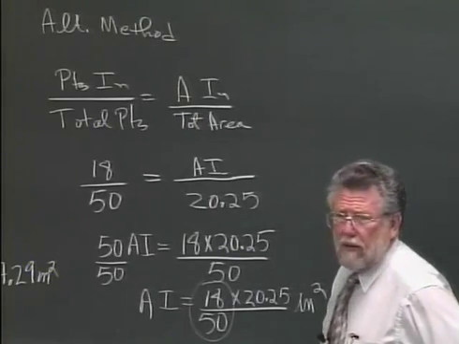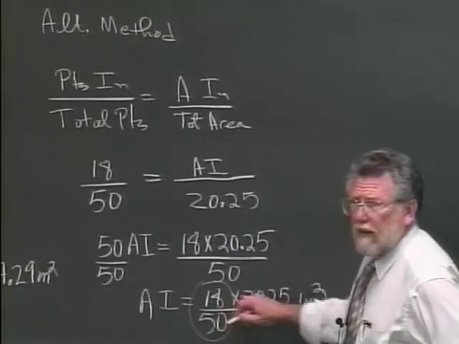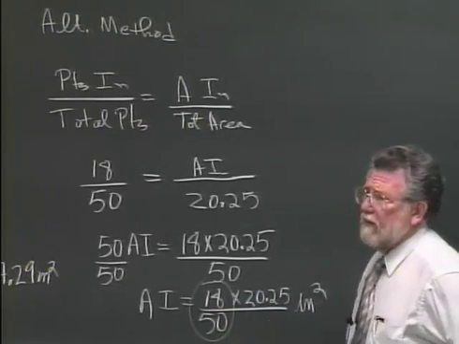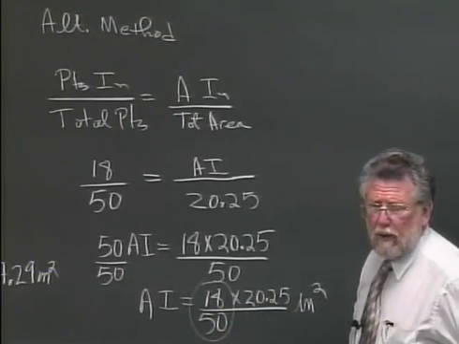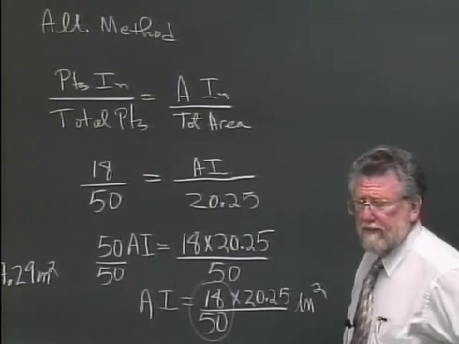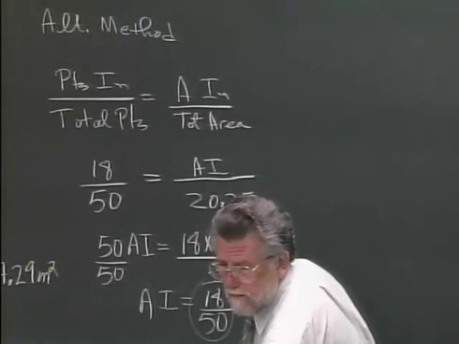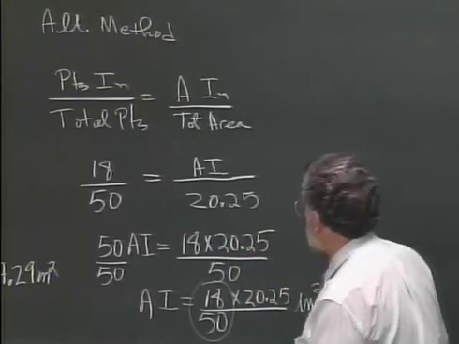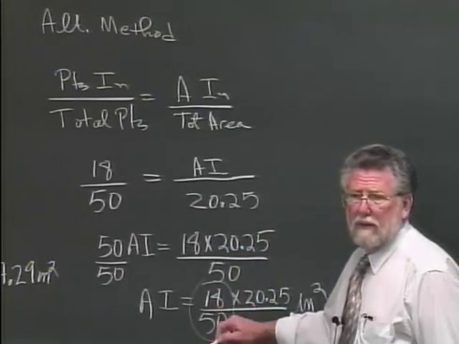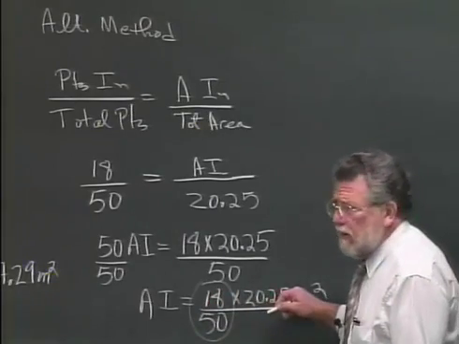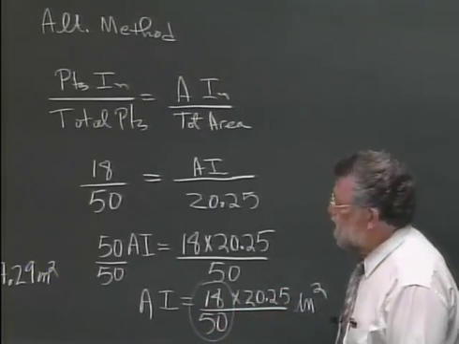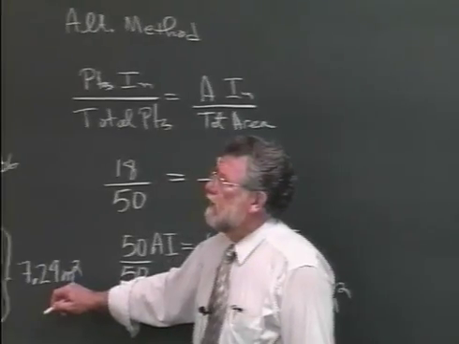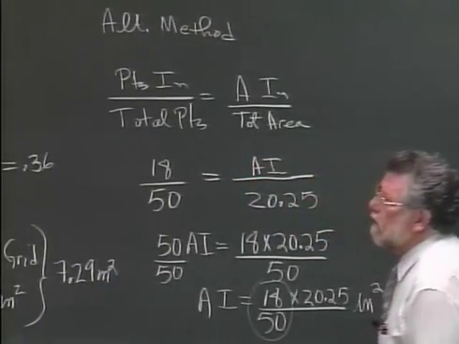So what would I do in a calculator? I'd take 18 times 20.25, and I'd divide by 50. And do that in a calculator, just see if it works. Okay? 18 over 50. Instead, just take 18 times 20.25, divide by 50, and we should get our what? The 7.29. We get exactly the same number.